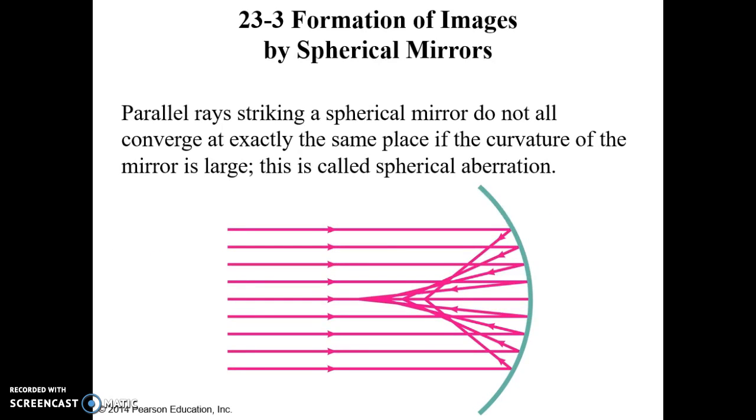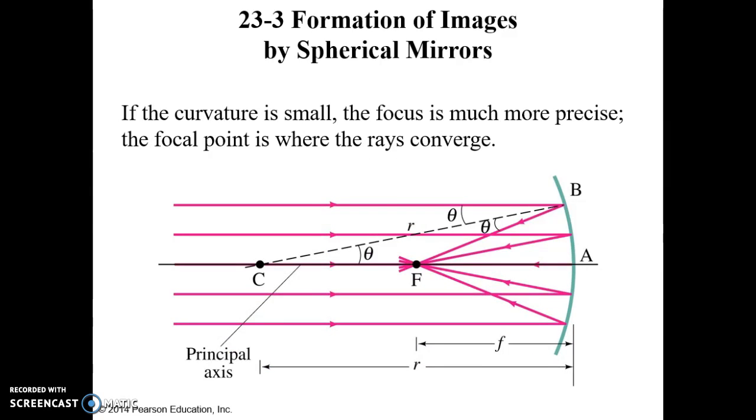Parallel rays striking a spherical mirror do not all converge at exactly the same place if the curvature of the mirror is large. This is called spherical aberration, and the image is blurred or not sharp. Now, if the curvature is small, the focus is much more precise, and the focal point is where the rays converge, and the image is sharp.